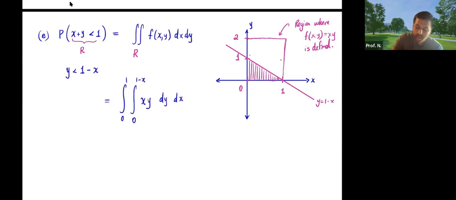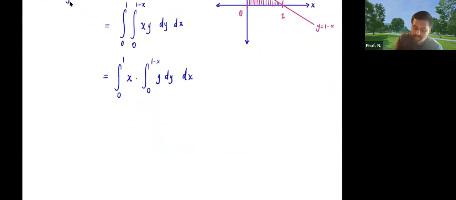Okay, and so now from here, we can just integrate. We can treat this x inside the inner integral as a constant. So this becomes 0 to 1, this is x, and this is from 0 to 1 minus x, y dy dx.